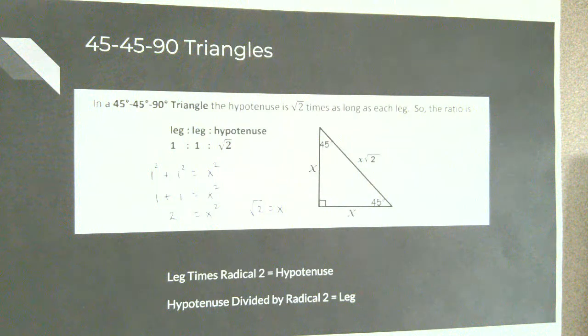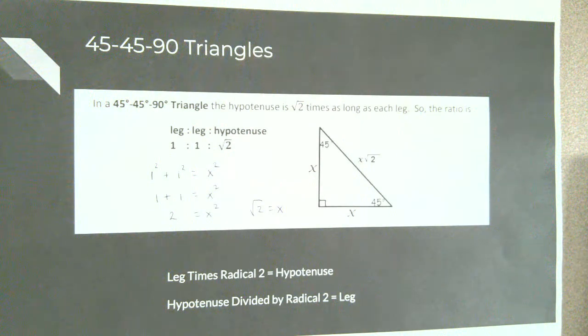Now we do have a couple shortcut rules that you can utilize. If you know the leg, you can take the leg times radical 2 to find the hypotenuse. And if you have the hypotenuse, you can divide it by radical 2 to find the leg. If that's the method you want to use, that's a pretty easy shortcut. I'm going to show you how to set it up with the proportion so that you really can't mess it up, because I feel like that's the easiest way for you to learn the process if you do know the ratio.